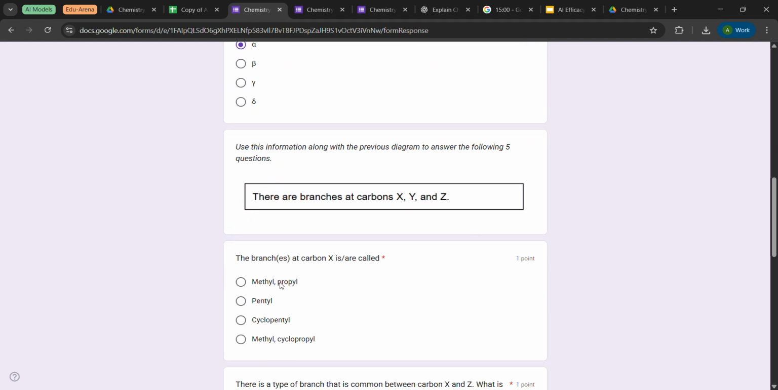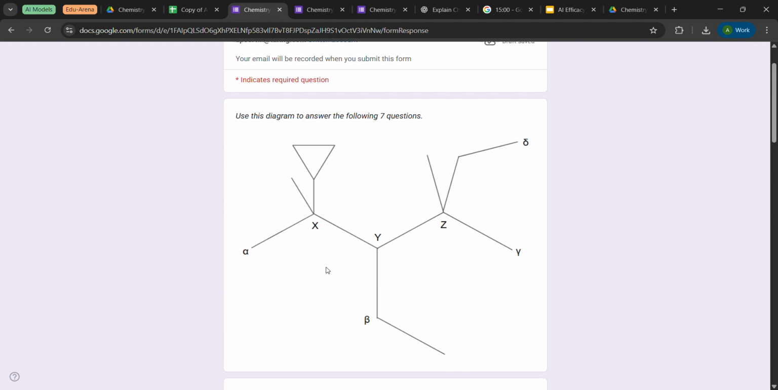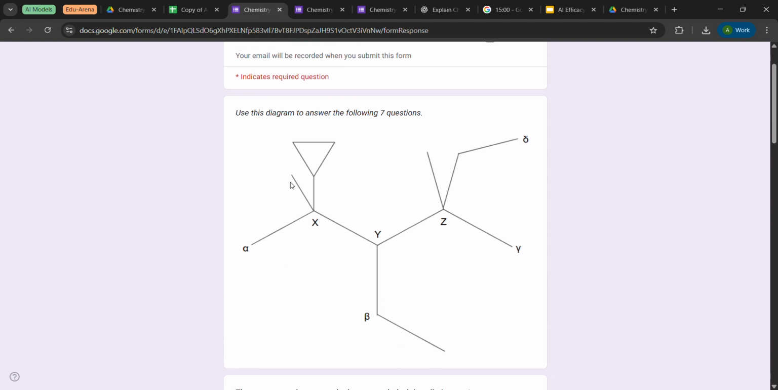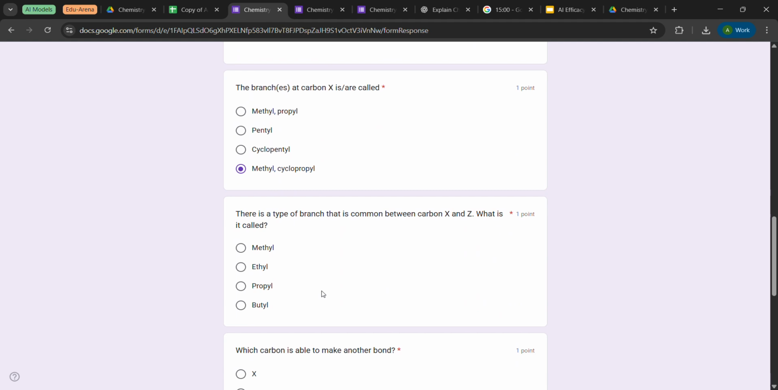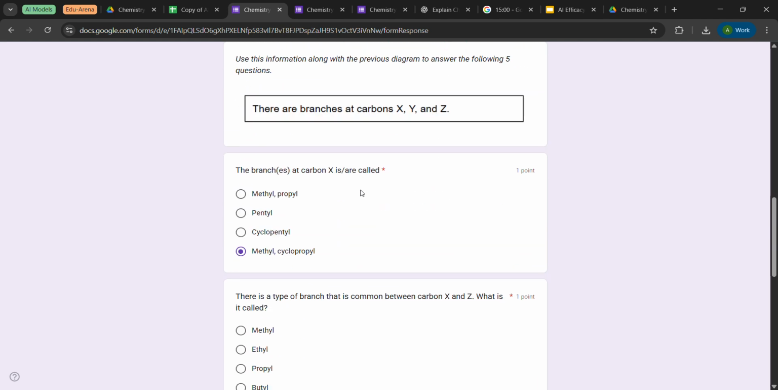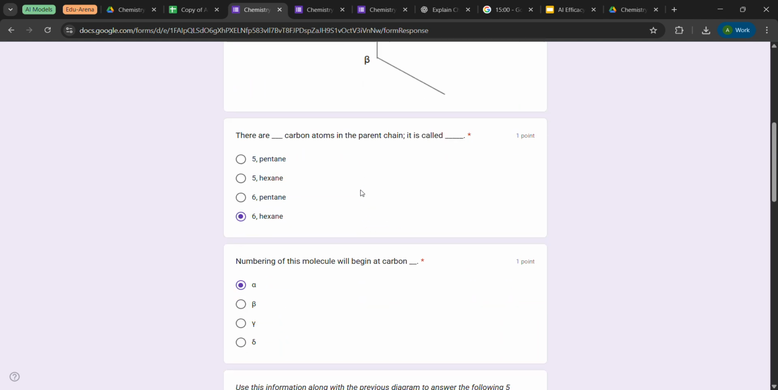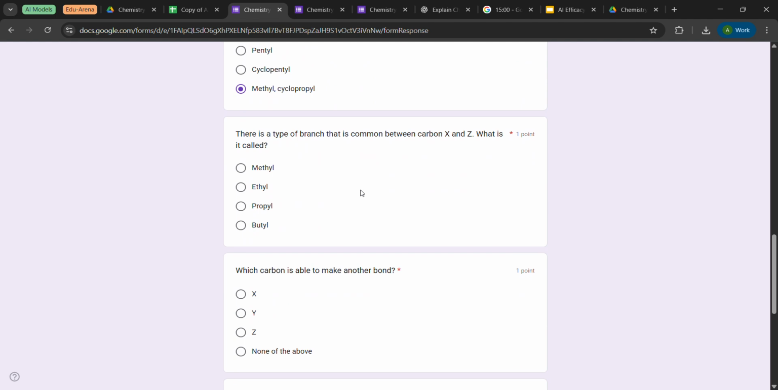Next, the branches at X are called methyl, meth, eth, prop, so cyclopropane, methyl and cyclopropane, propyl. Okay, cyclopropyl. There is a type of branch that is common between carbon X and Z. What is it called? X and Z. Okay, so this is called methyl.